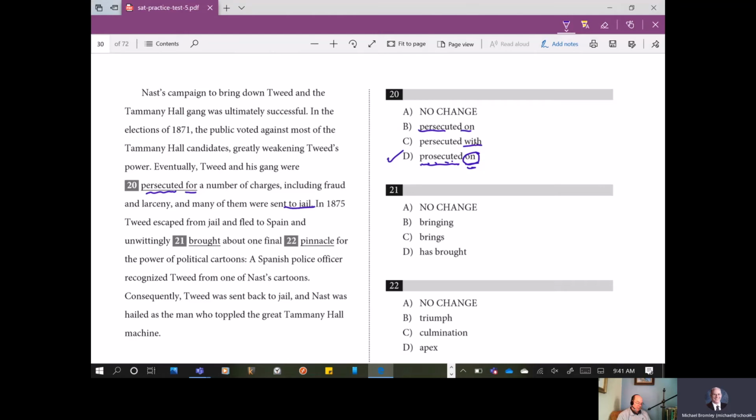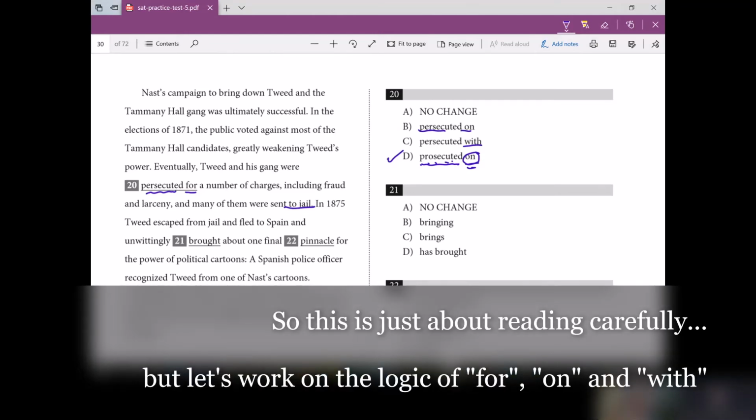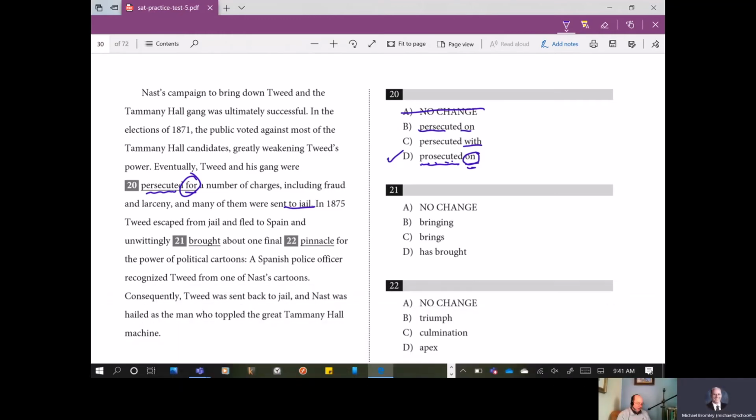But let's see if we can eliminate between persecuted for, on, and with, because there is a logic here too. If you're persecuted for, that means there's a reason why someone persecuted you. Well, he wasn't being persecuted for a number of charges. Okay, that's nonsensical, so we could eliminate that. If you're being persecuted on, that means that they're persecuting you literally on the following things, and they're not being persecuted on, right, physically on a number of charges.